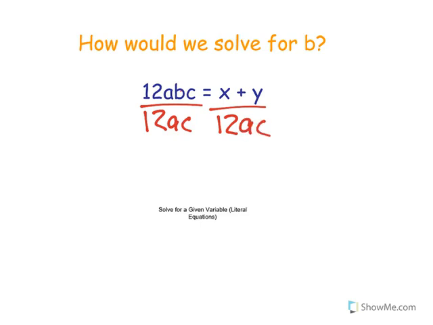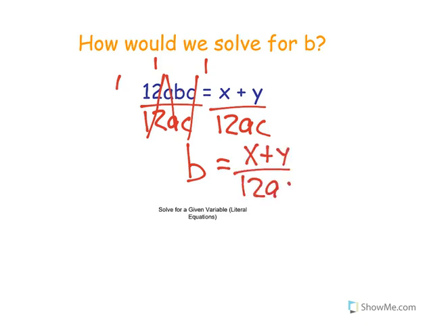So what happens when I divide by 12AC? Well, 12 divided by 12 is 1, and A divided by A is 1, and C divided by C is 1. I'm just left with B. What am I left with on the other side? Well, it's just x plus y divided by 12AC. So not that different than the 3AB example, except we had an additional variable, which was 12ABC, so we had to divide by 12AC.